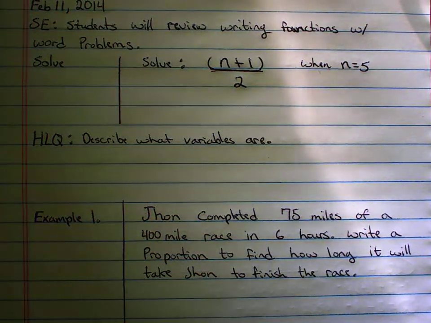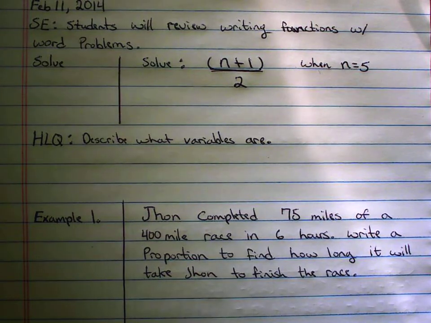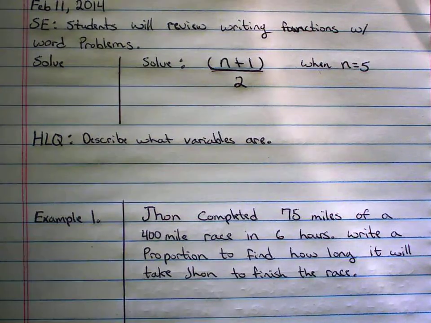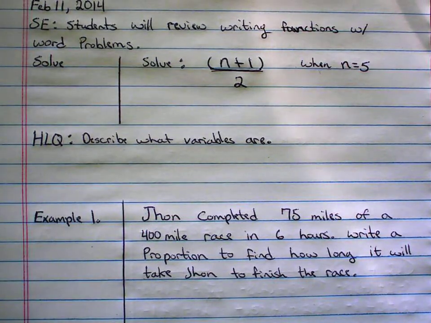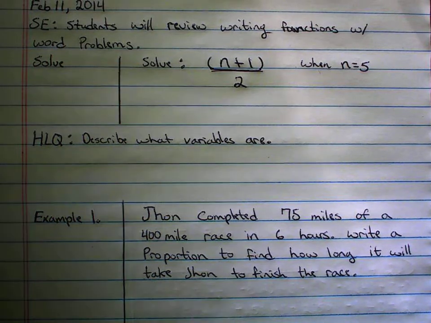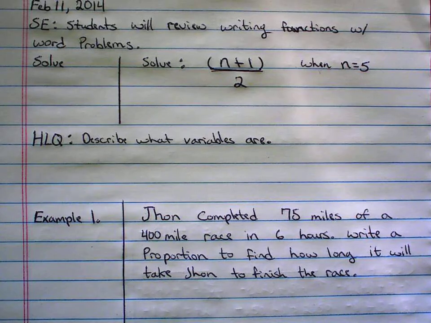Okay? We're going to go back over how to pick out what's important and put it into a function. As a kind of a do now, I want you to solve (n + 1) over 2 when n equals 5. Remember, parentheses first. So plug in, do your parentheses first, then divide what you have by 2.